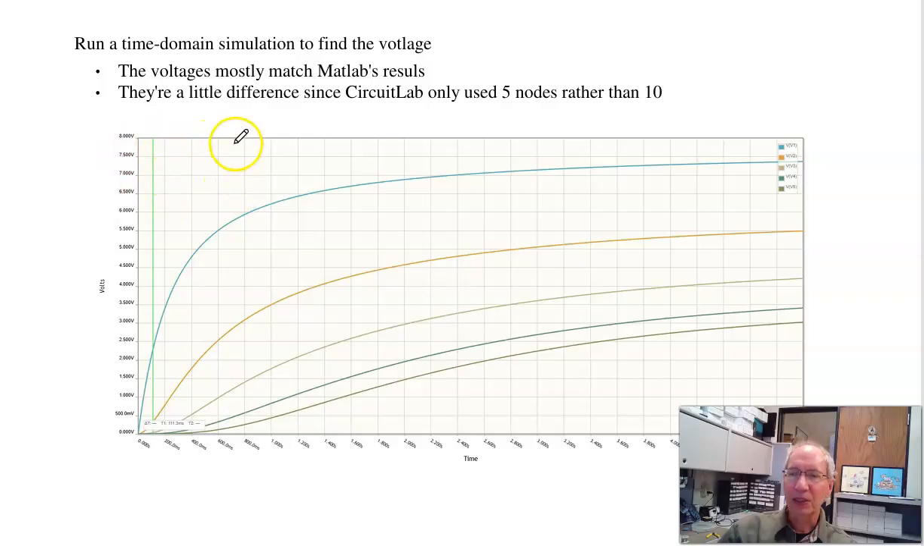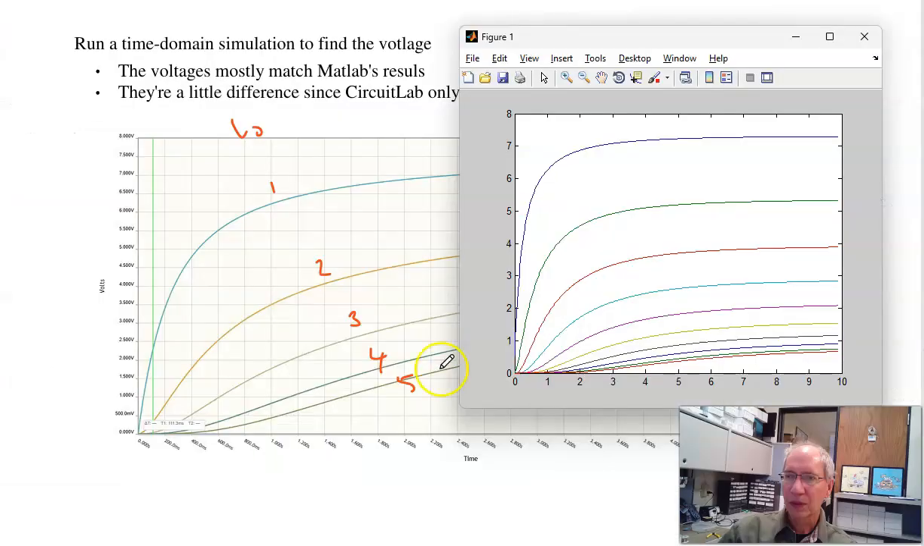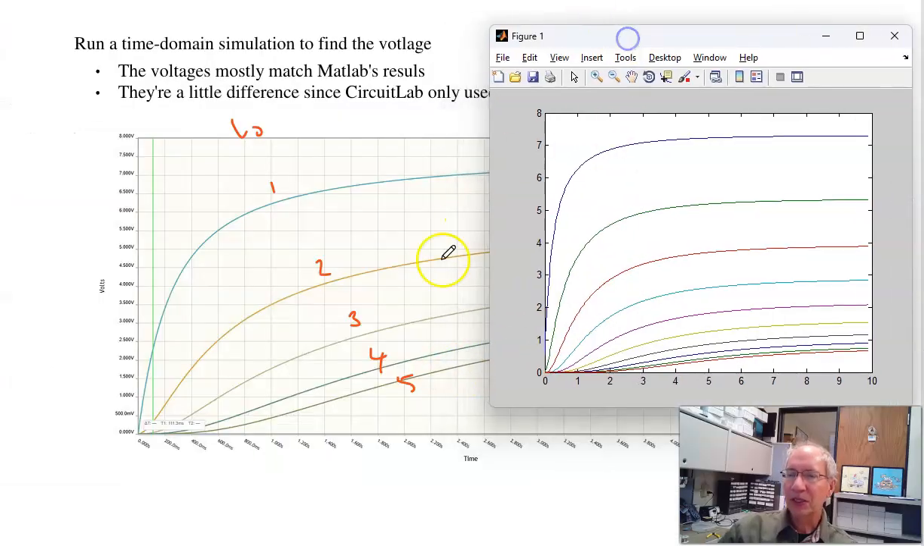Give a step input. This is V0. Here's V1, V2, 3, 4, 5. Basically the same answer that Matlab gave me. A little bit different because this has 10 nodes. Circuit just has 5. But basically it's the same. That's what Circuit does when you simulate a circuit.